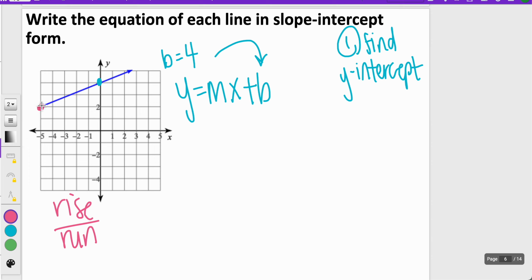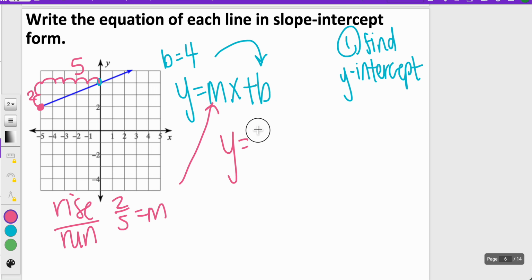My rise from the pink point to the teal point is up 2, and then run is 1, 2, 3, 4, 5. So my rise over run is 2 over 5, and that's going to be my slope, which is m. So that'll be plugged into the m. My answer here is y is equal to 2/5 x plus 4.